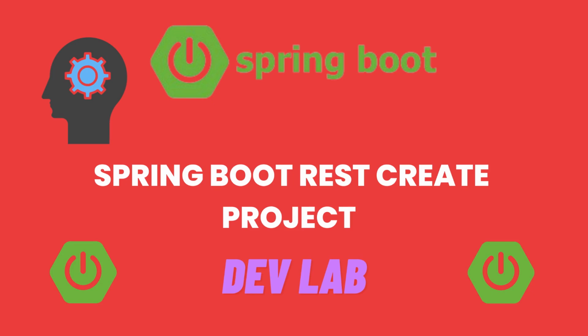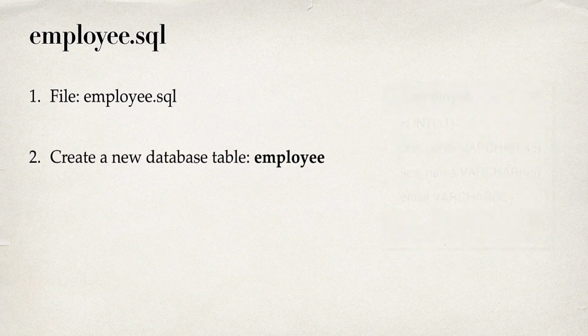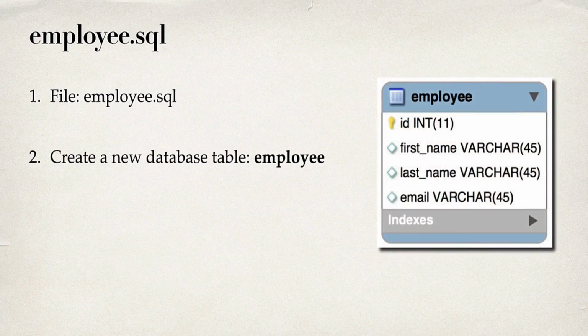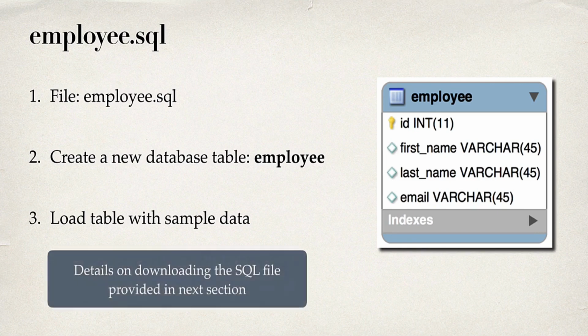In this video, we'll actually set up our database table. So we'll have this file called employee.sql. And this employee.sql file will basically create a new database table for us called employee. And this table will have 4 fields: ID, first name, last name, and email. Also, this script will load the table with sample data, just so we have some employees to work with to get started. So the details on downloading the SQL file are provided in the next section.